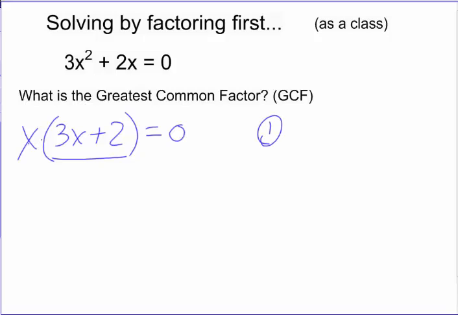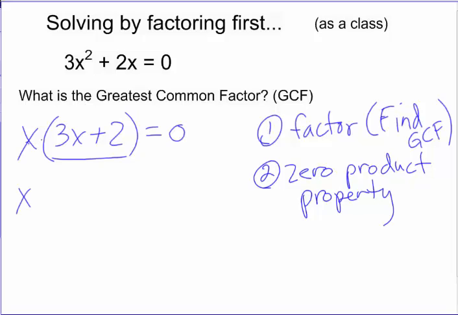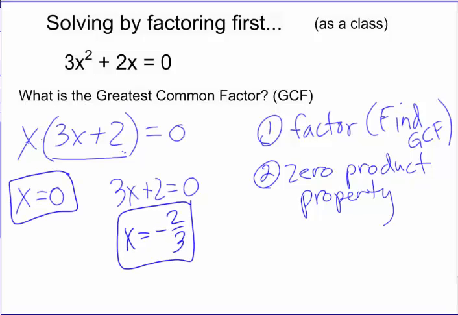Okay, so first factor, find GCF. Second, zero product property. Okay, so that's where you take the first one, x equal to 0, and then the second one, 3x plus 2 equal to 0. And then you solve. So this would be x equals negative 2/3. So these are your two possible solutions. Okay, so that's the third. You then solve both.